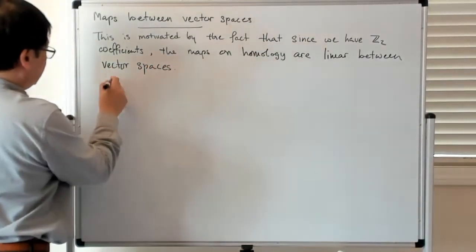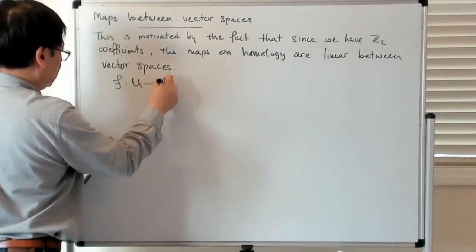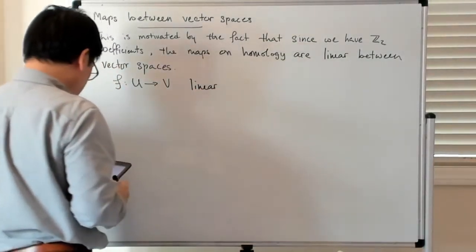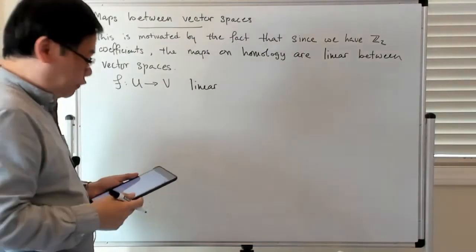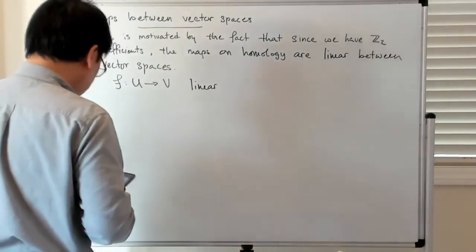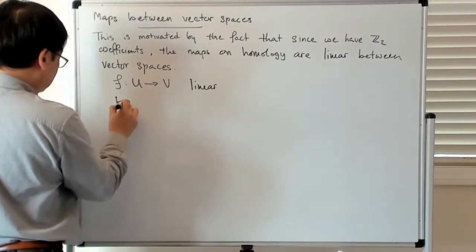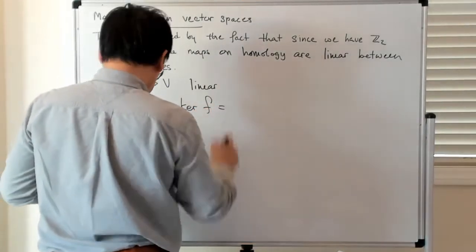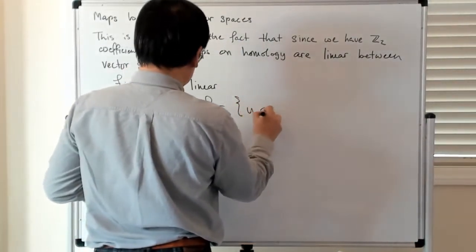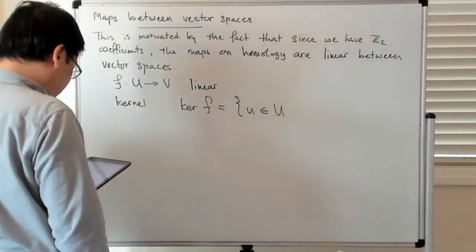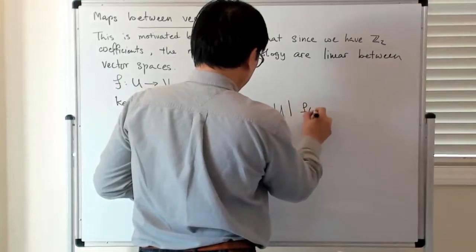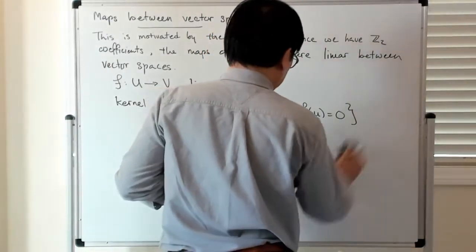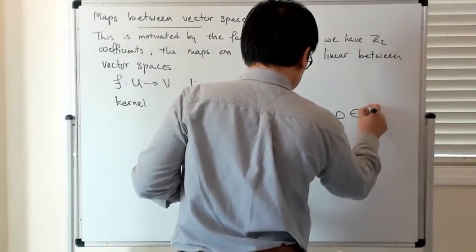Okay, so let's say we have a map F from U to V, and this is a linear map between vector spaces. Then we're going to define the usual things, which are the kernel, the image, and the co-kernel, as follows. So the kernel, denoted KER of the map F, is just defined to be the set of points U in the vector space U such that F maps U to 0 in V, which is sort of understood, but let me just write that.